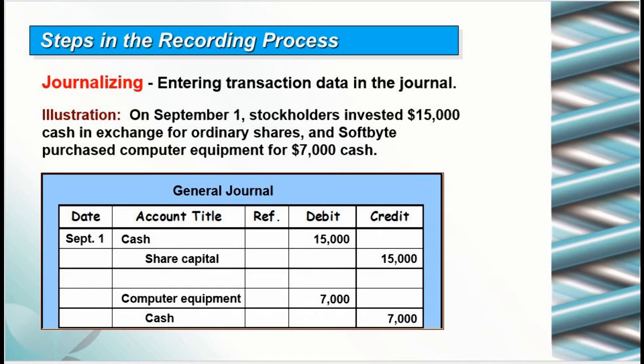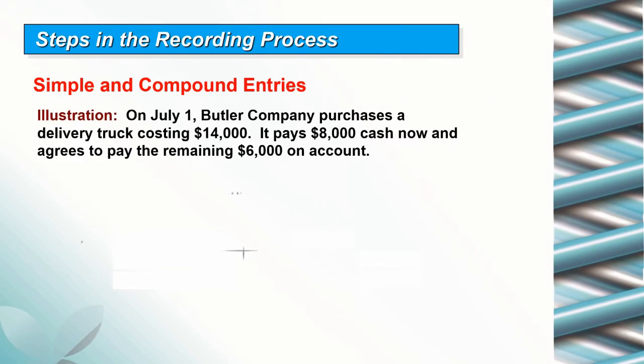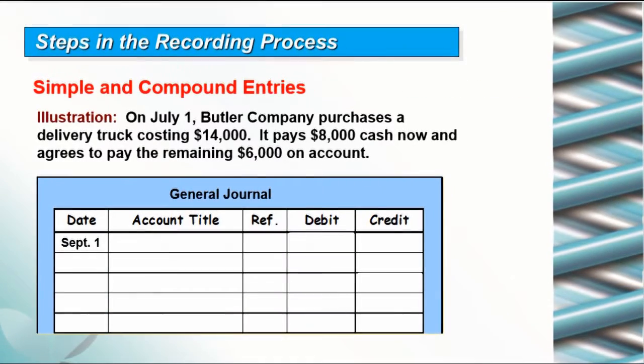Some entries involve only two accounts, one debit and one credit. Let's see this illustration. An entry like this is considered a simple entry. Some transactions, however, require more than two accounts in journalizing. An entry that requires three or more accounts is a compound entry.